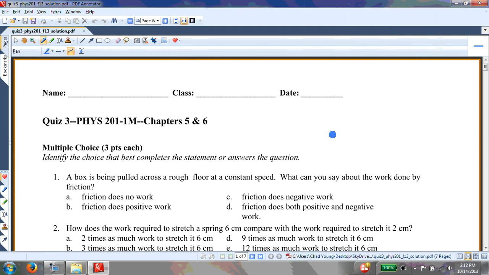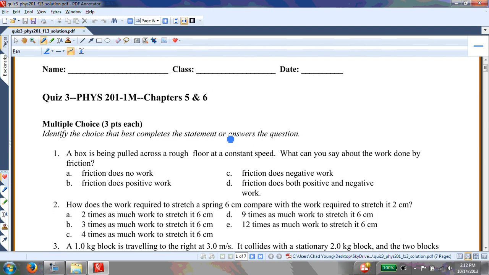Third quiz for Physics 201, chapters 5 and 6. Multiple choice. This was worth 3 points each, although actually I counted it as 25 points total, so there's an extra point factored in there.